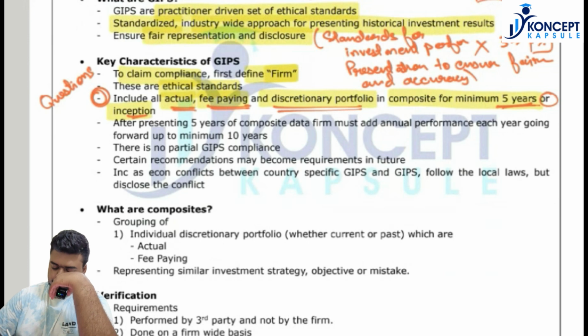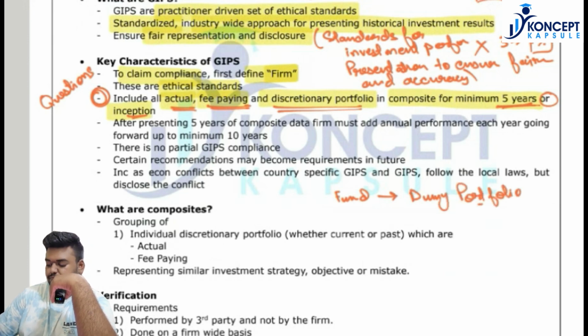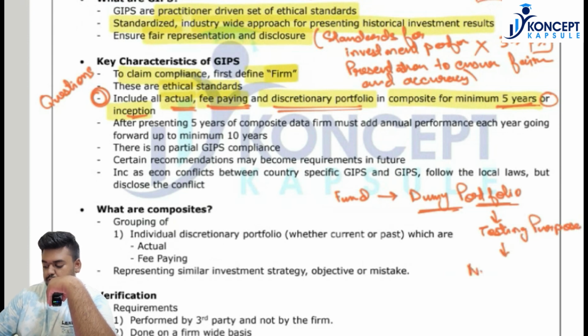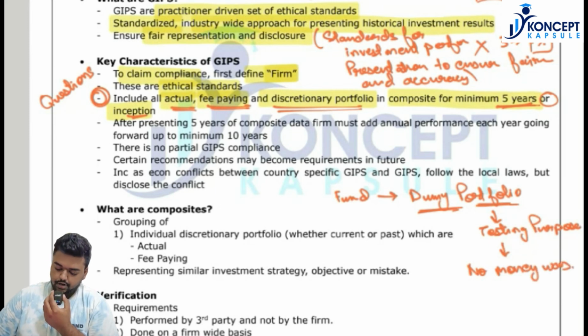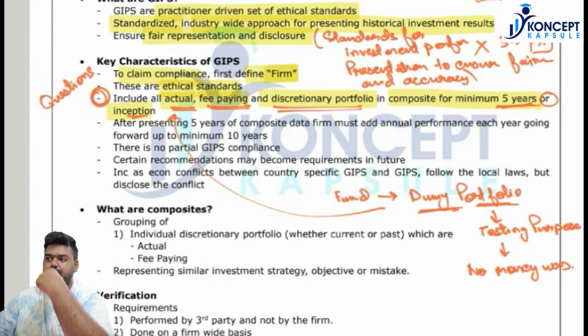Again, what does it mean? It means that if a fund or a firm has created a dummy portfolio, what is a dummy portfolio? Which means that this portfolio is only created for testing purpose. No money was deployed. Okay. In that situation, it will not be a part of GIPS presentation.